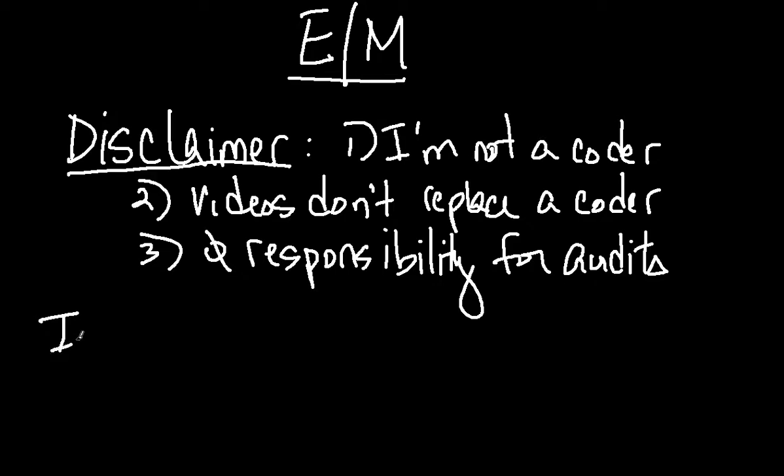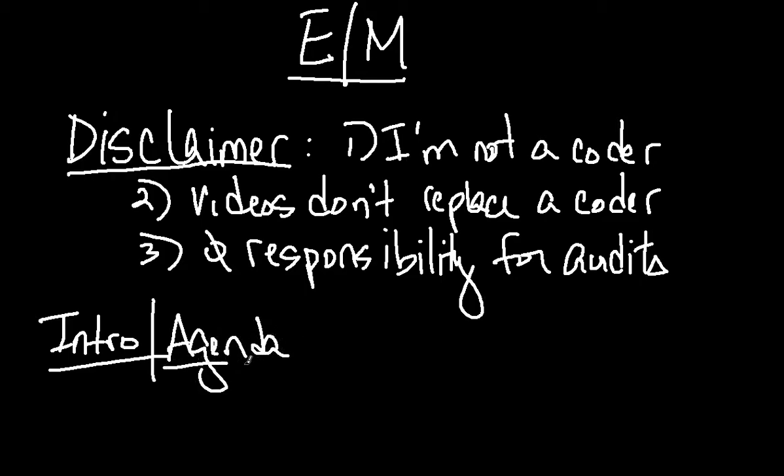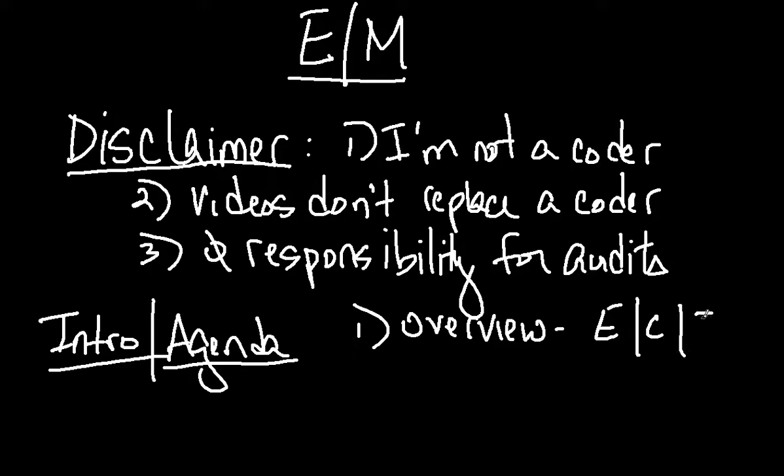So what are we going to talk about? That's why you're really here. The agenda or the introduction is as follows. We're going to take an overview of the E&M system, talk about elements and components, and then items. So elements, components, and items. We're going to talk about the scoring system.